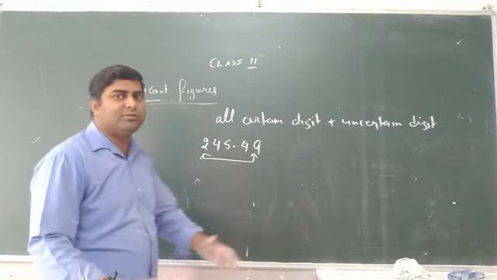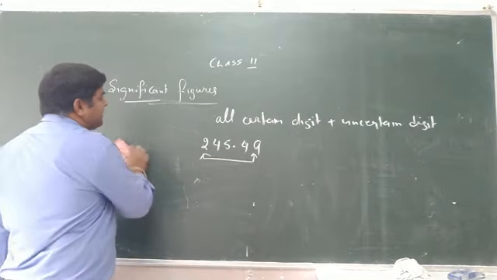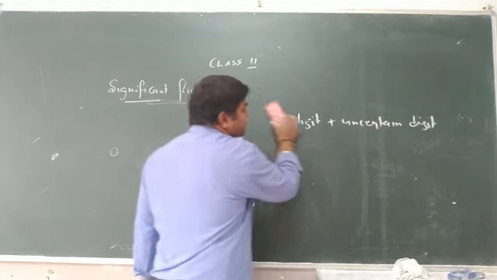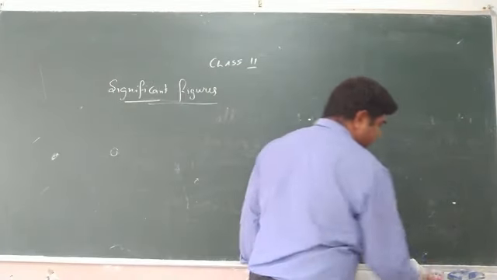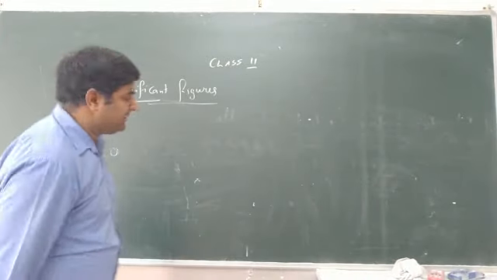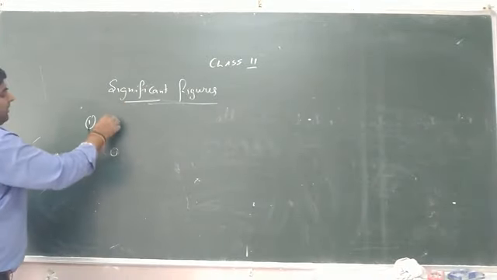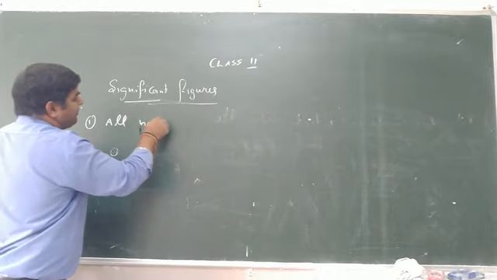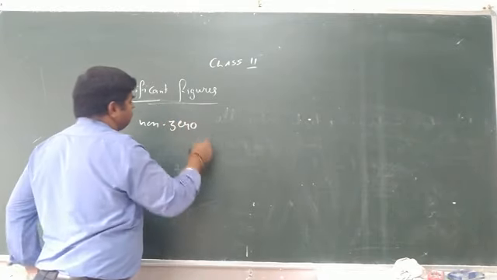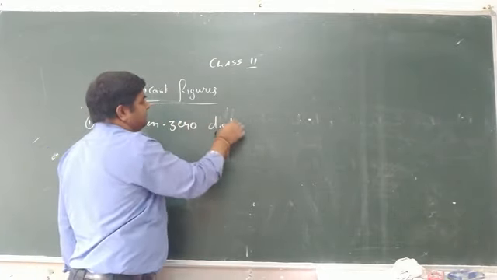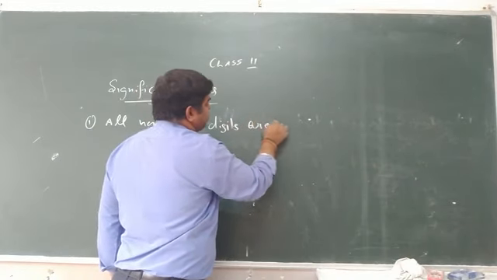Now we have some rules to find significant figures, and we use that rule only for zeros. The first rule says all non-zero digits are significant.